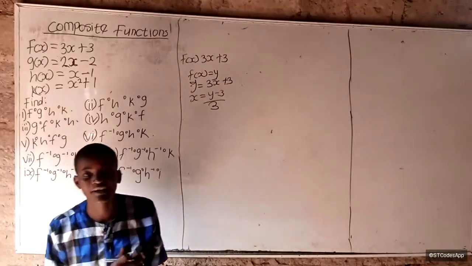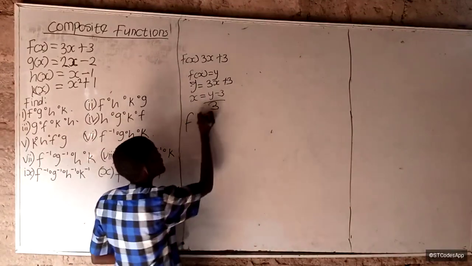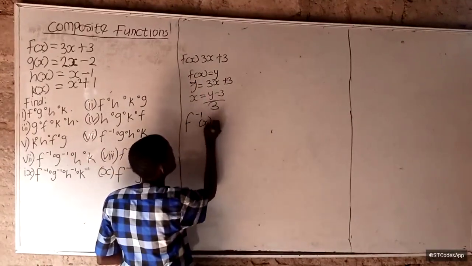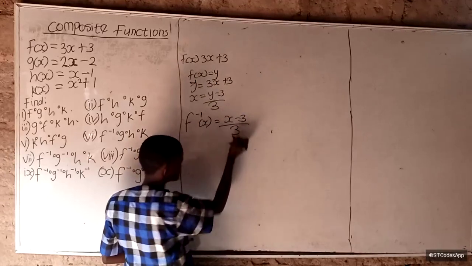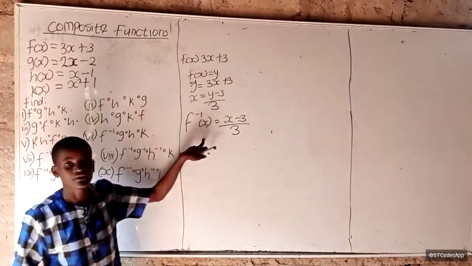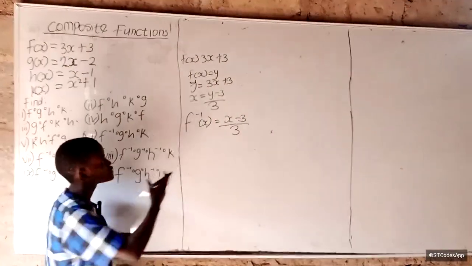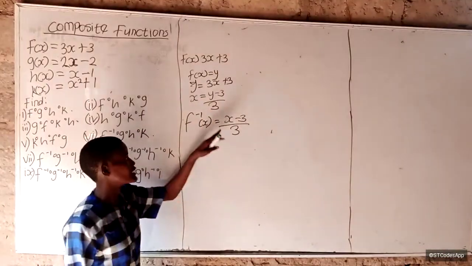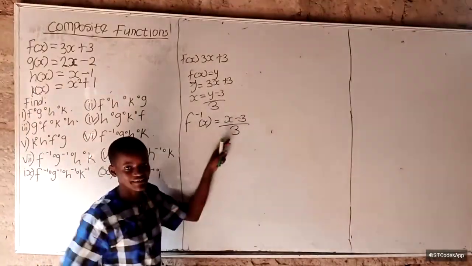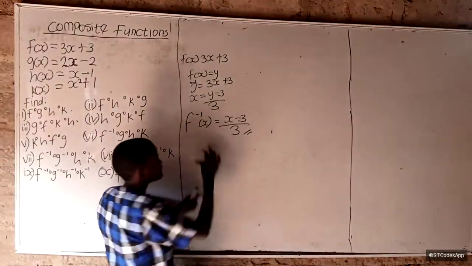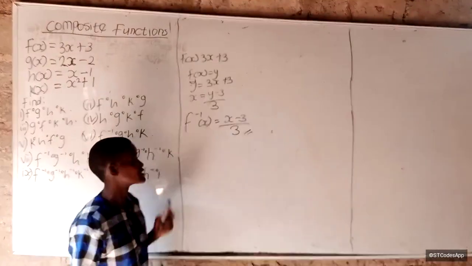So for the f inverse of x, we have f inverse of x equals (x minus 3) over 3, because x is always the value we are inputting. So instead of writing y here, we write x here. Then our f inverse of x equals (x minus 3) over 3.